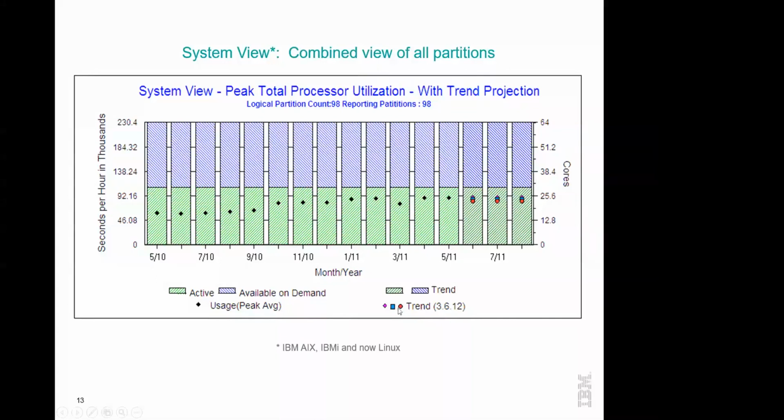If you see the bottom of the screen here, the diamonds have the pink, blue and red trend, 3, 6, and 12. Those are the markers on the last 3 bars, and they show how your growth is going based on 3, 6, and 12 months. So you should know how the system is being used, and you can plan ahead for that.